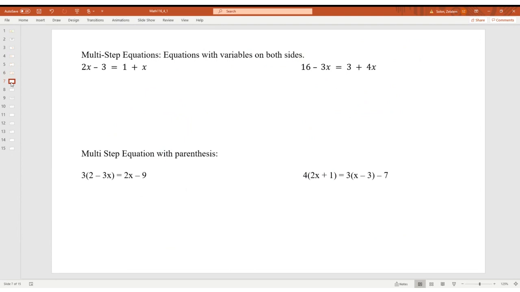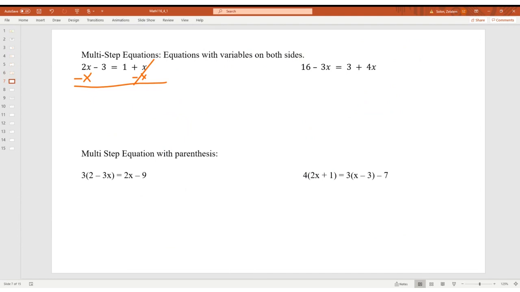So the way we do it is we undo the operations. Here we have plus x. So I have to take away x so that the x will move to the left. So you have to get rid of the variable from the right hand side. So the variable has to be on one side. That's basically what I mean by moving the variable to the other side.